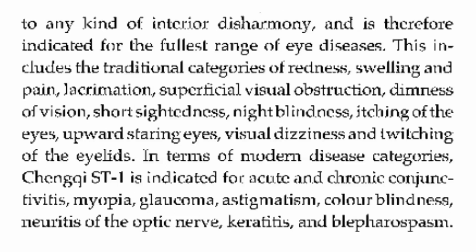applicable for disorders due to any kind of interior disharmony and is therefore indicated for the fullest range of eye diseases. This includes the traditional categories of redness, swelling and pain, lacrimation, superficial visual obstruction, dimness of vision, short-sightedness, night blindness, itching of the eyes, upward staring eyes, visual dizziness, and twitching of the eyelids. In terms of modern disease categories, Stomach 1 is indicated for acute and chronic conjunctivitis, myopia, glaucoma, astigmatism, color blindness, neuritis of the optic nerve, keratitis, and blepharospasm.